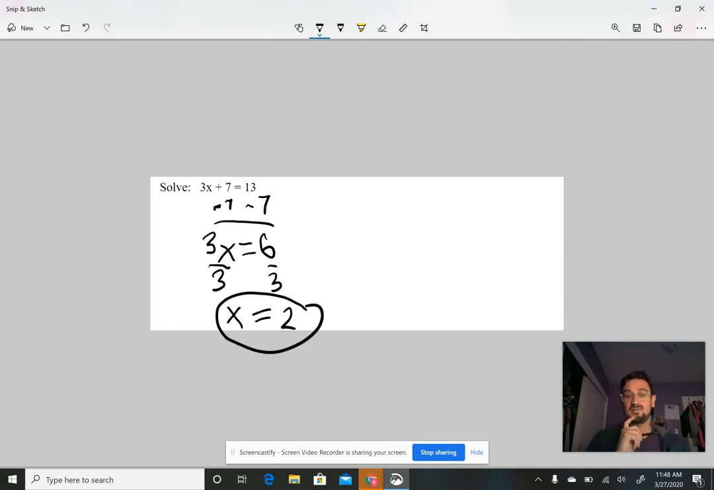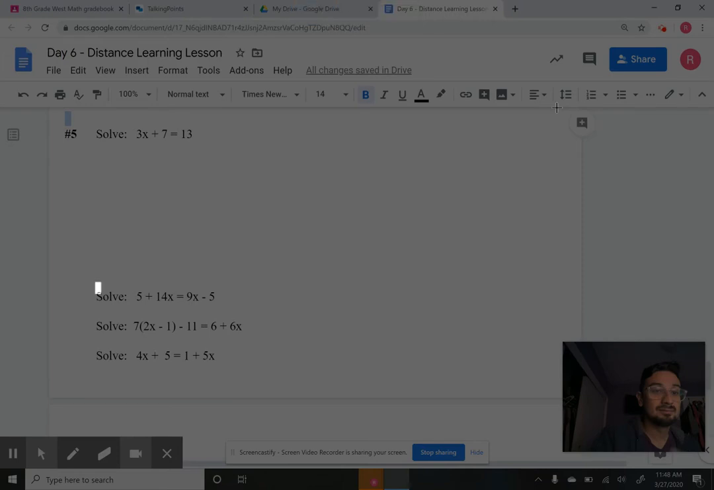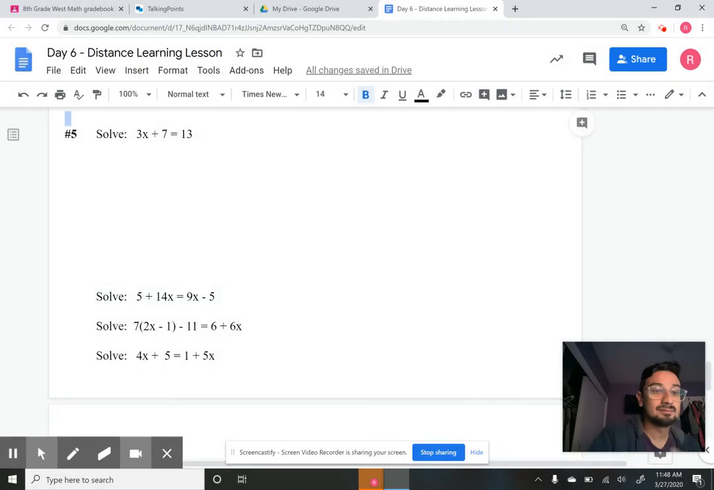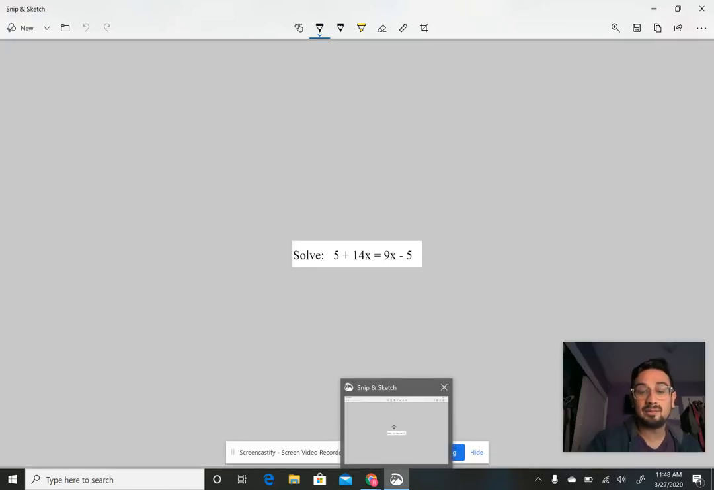All right? 6 divided by 3 would be 2. Cross out the 3's and we're just left with an x. Okay, so in the next one, we still have the same thing.